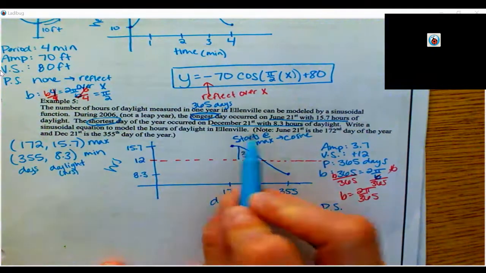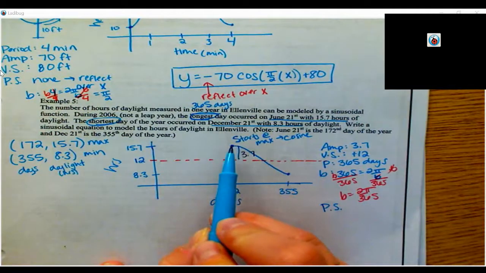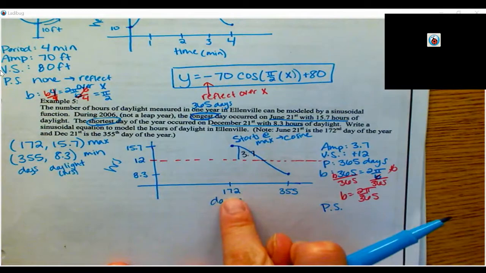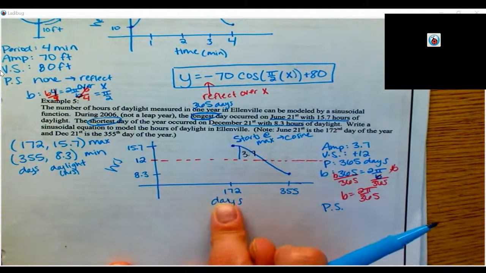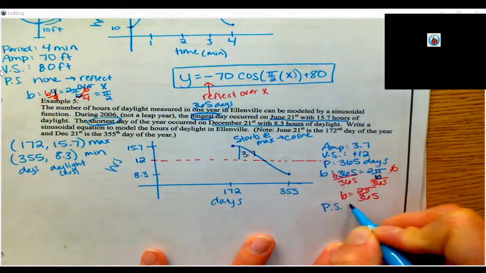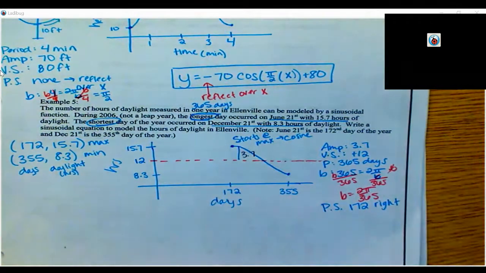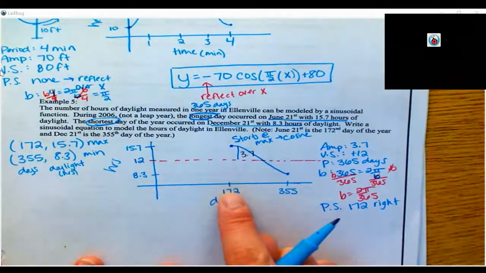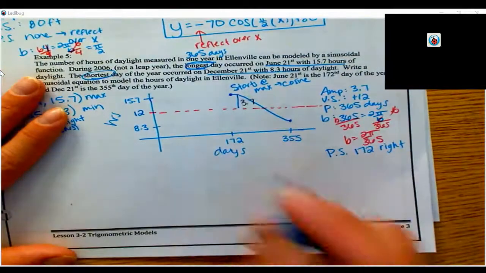Okay, so since I'm starting at my max, this is cosine. Usually your cosine starts at the max, but now we're starting at day 172. So because your max has been shifted over to 172 days, your phase shift is actually 172 to the right. Because of this number right here. That's where your maximum was starting. Okay, so you have enough information to write the equation now.